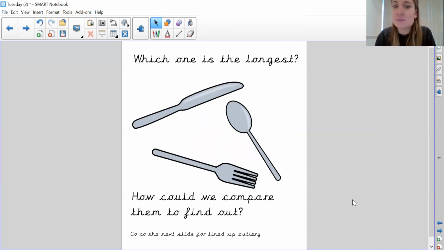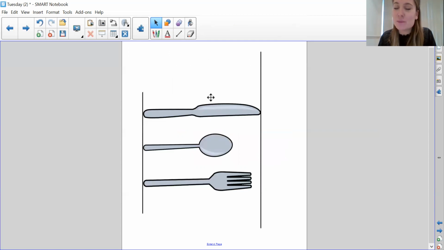So I have got some cutlery here. I have got a knife, a spoon, and a fork. How could I find out which one is the longest? I wonder, do you know our first step? Let's have a look. Oh, can you see what I've done? I've lined them up. I've pointed them all in the same direction and I've lined them up starting from the beginning. Can you see? There's the beginning of the knife, the start of the spoon and the start of the fork. And I've lined them up so they're all matching to make it fair.